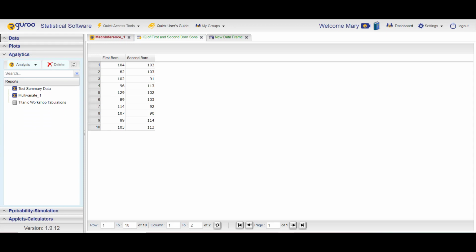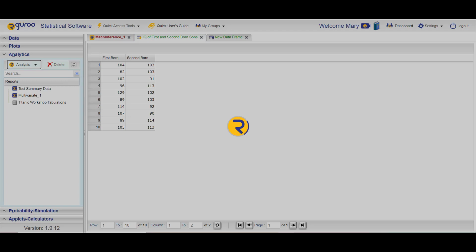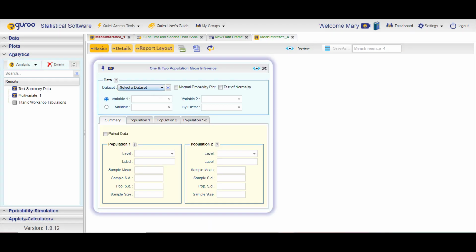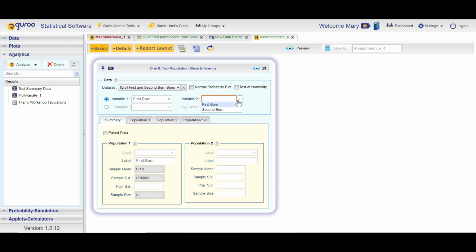You can go to the analysis drop down under analytics, mean inference, 1 and 2 populations. Choose your data set, IQ of first and secondborn sons, and then you have to choose your variables. So we're comparing the firstborn IQs to second-born IQs. So variable 1 is firstborn, variable 2 is second-born, and if you'll look here at the bottom, everything has been filled in for us.